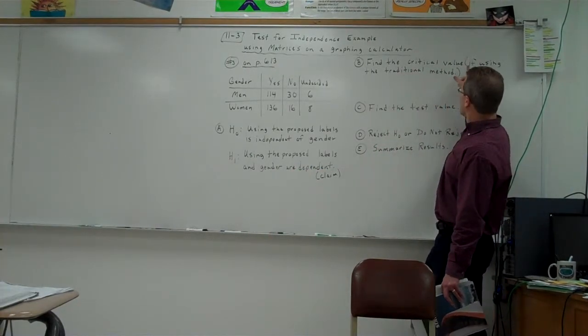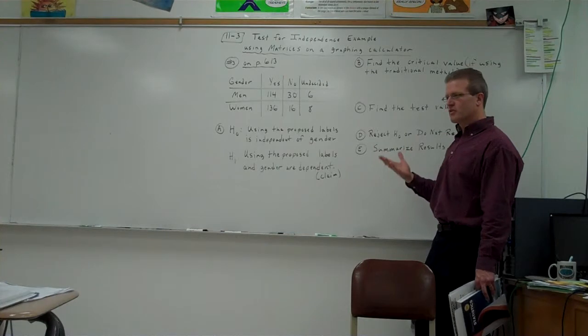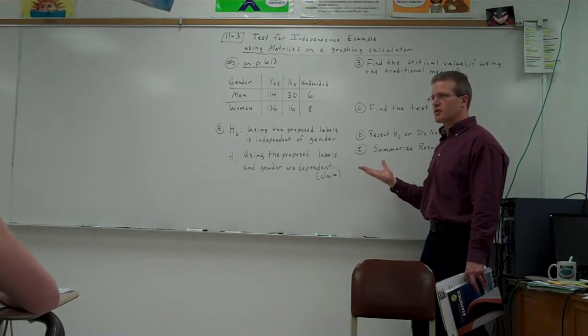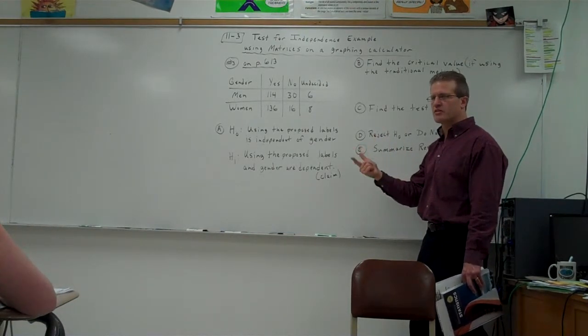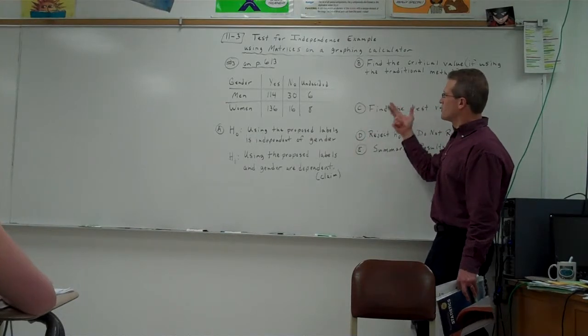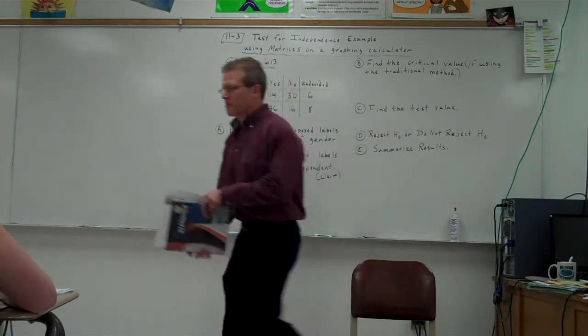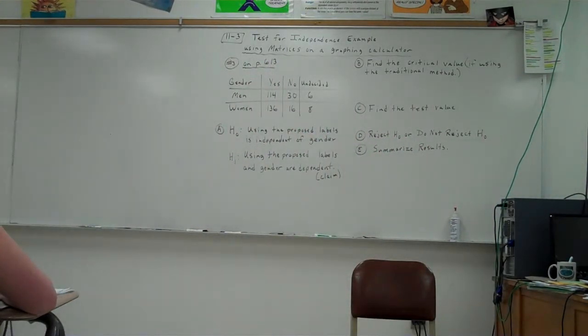Part B, find the critical value, if you're using the traditional method. On this test I'm going to give you a choice on this problem. You can use the traditional method, the p-value method, and you can use the calculator if you want. So let's show you how to do that. The actual directions are on page 611, where it says TI-83 Plus or TI-84 Plus step by step.